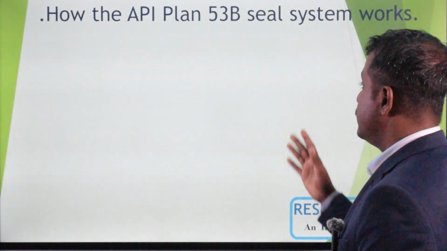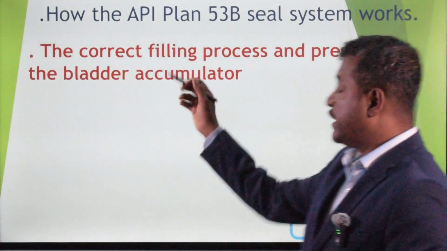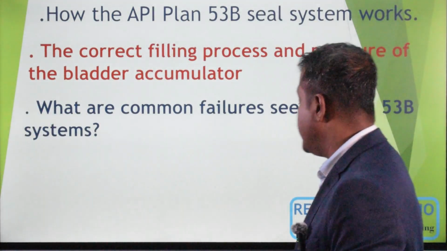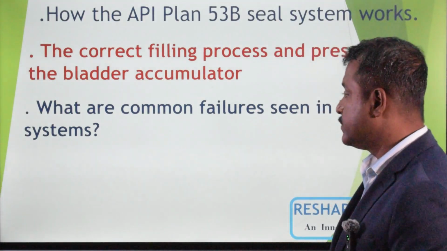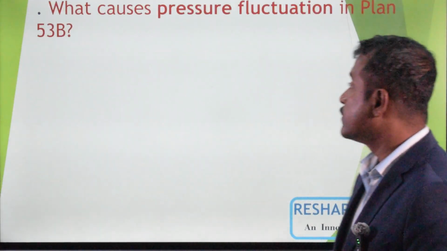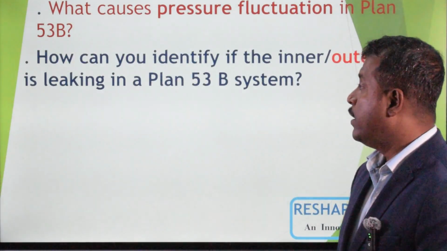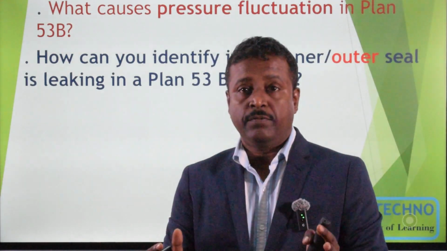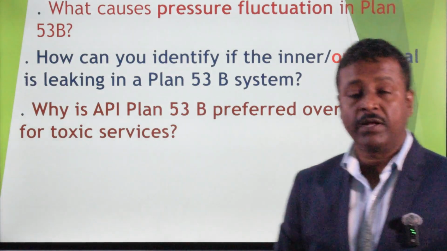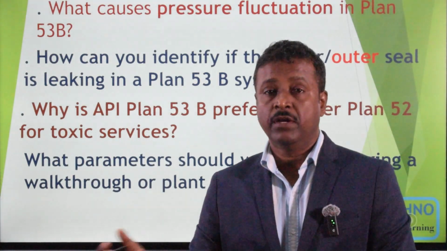In API 53B, through this video, we will discuss how the API plan 53B works, the correct filling procedure of the nitrogen accumulator bladder in this system, what the common failures seen in 53B are, what happens if the nitrogen pressure drops in the system, what causes pressure fluctuation in the plan 53B system, how you identify whether your primary seal or secondary seal is leaking, why plan 53B is preferred over plan 52 or 53A, and what parameters we should monitor during a plant visit or walkthrough round.